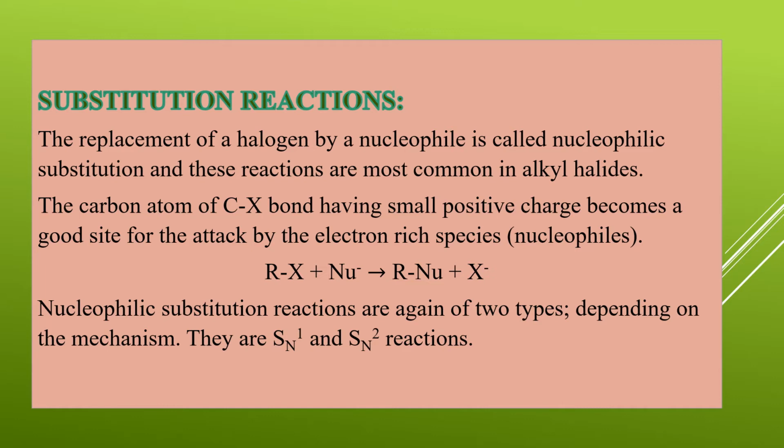Hope you understood what nucleophilic substitution is. Substitution or replacement of a halogen by a nucleophile is nucleophilic substitution. Now, these nucleophilic substitution reactions are of two types. Depending on the mechanism, they can be classified into two types. What are they, students? SN1 and SN2 reactions.